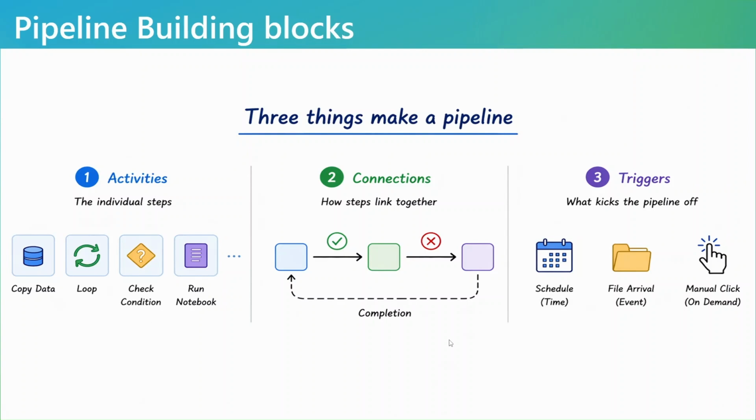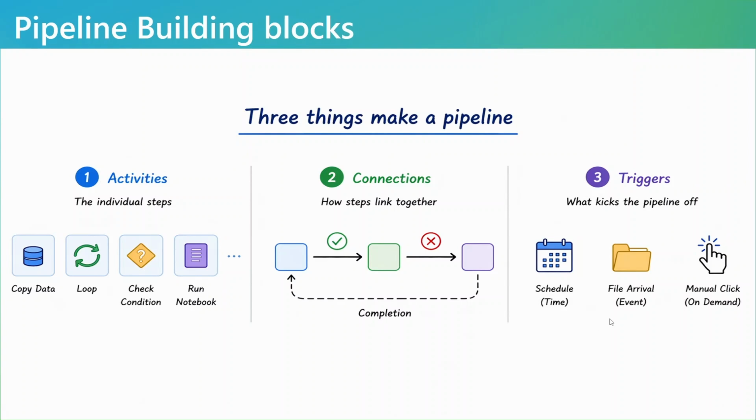Now the second is the connection. These control what happens next. A connection defines how steps link together, whether the next step runs when the previous one succeeds, or when it fails, or always, no matter what. Without this, your pipeline wouldn't know where to go, right?